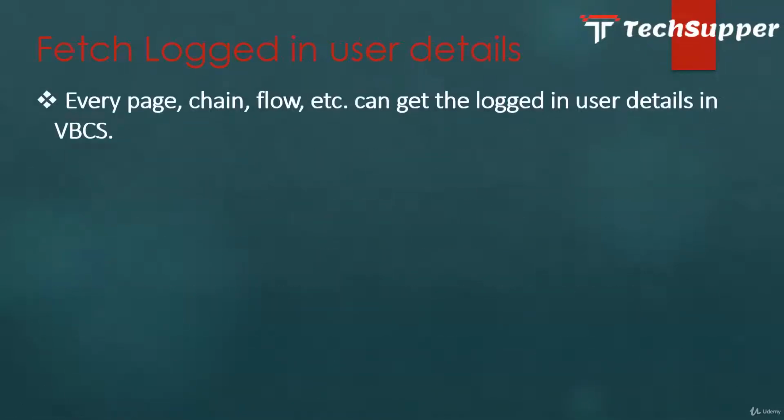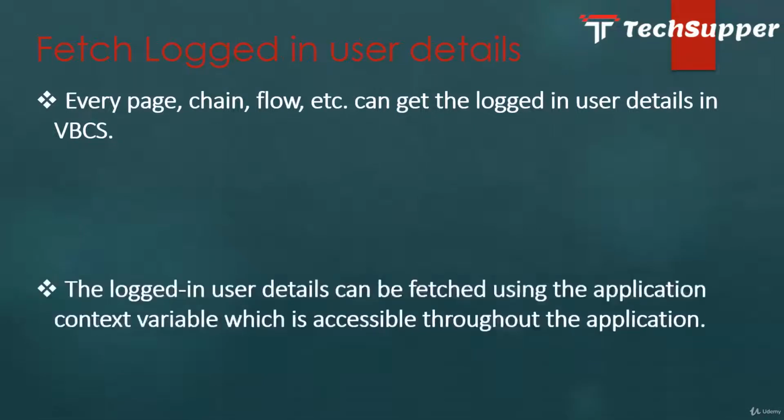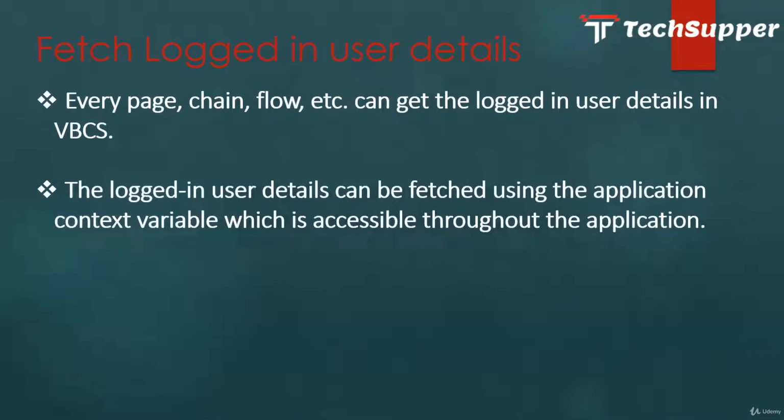Fetch logged in user details. Every page, chain, flow, etc. can get the logged in user detail in VBCS. If you have a requirement to get the logged in user's email ID, username, or name, you have an option to get the logged in user detail inside the VBCS page, flow, or chain. The logged in user detail can be fetched using the application context variable. So there's a variable called application variable, which you can use to access the logged in user details. I will show you how.